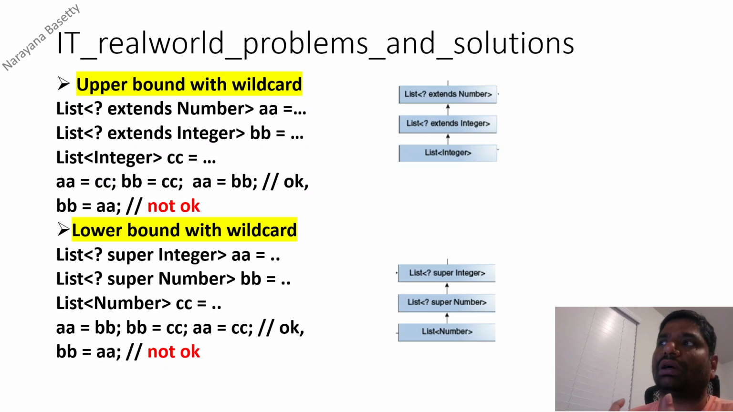List<? extends Integer>, that also you can assign to its parent class in terms of a boundary level, not the standard inheritance concept here.